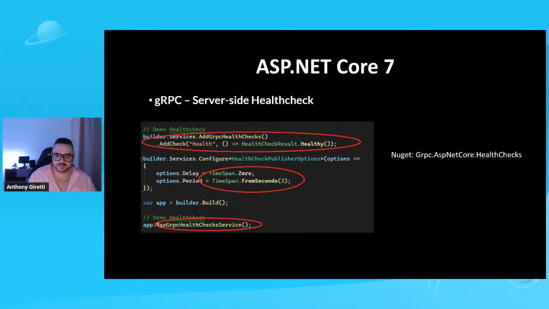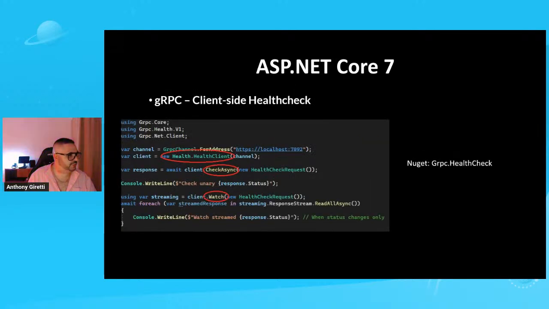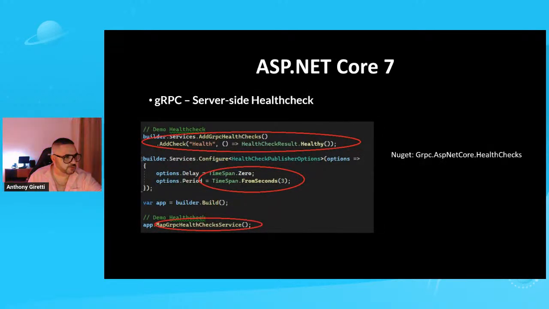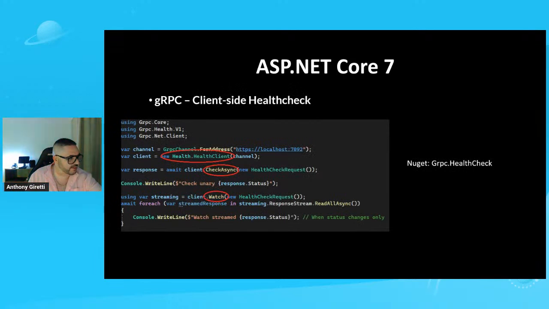I will make a demo also right after. Next one, the client side health check. Unlike the server, which was gRPC ASP.NET Core health checks, on the client side you will have to download the gRPC health check package. How does it work? You create a channel, you pass it as a parameter to the health client, and you now have two possibilities. You can check the status with a unary method.